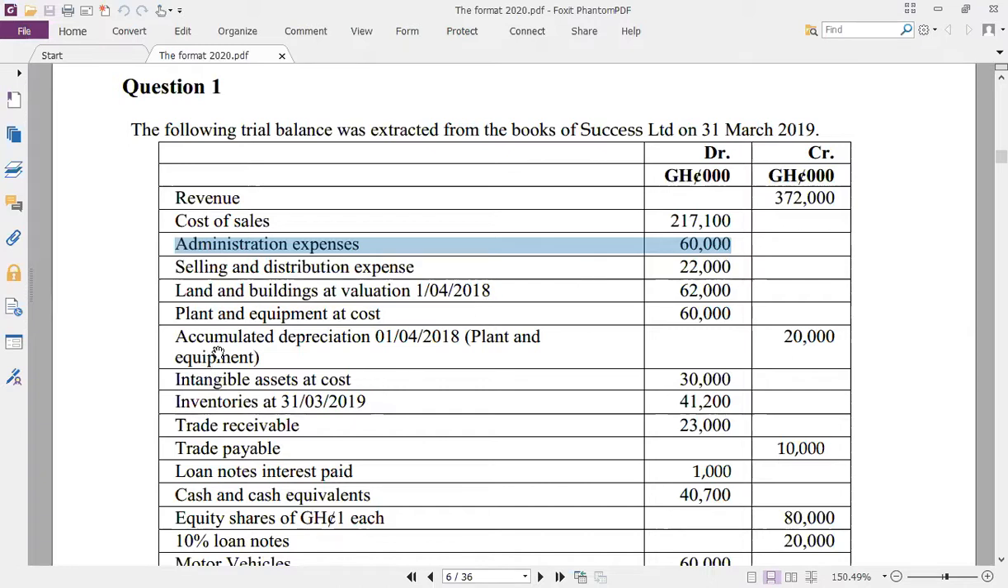Okay, good. Accumulated depreciation on plant. Where would it go? Accumulated depreciation. But this one, you will subtract it from where? The cost of the plant. And then you are done. Good. So you subtract this from the cost of the plant. Here, accumulated depreciation is 20,000. That means the current amount, or the net value, becomes 40,000. Good. So that's great.